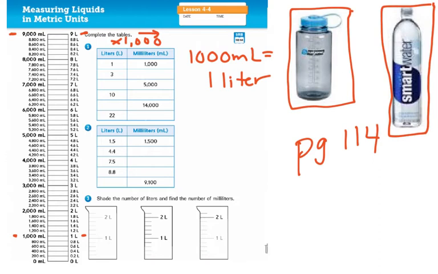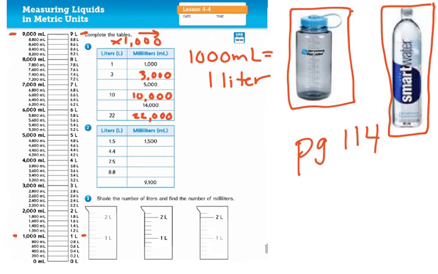1 liter is the same as 1,000 milliliters. 3 liters would be the same as 3,000 milliliters. I'm going to skip the next one for just a minute. 10 liters would be the same as 10,000 milliliters, and 22 liters would be the same as 22,000 milliliters. And obviously, we must have to use very small measurements of liquid to even use milliliters.